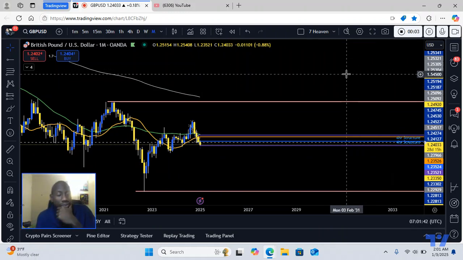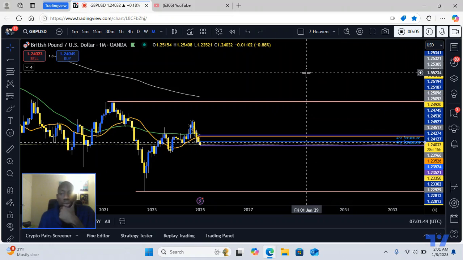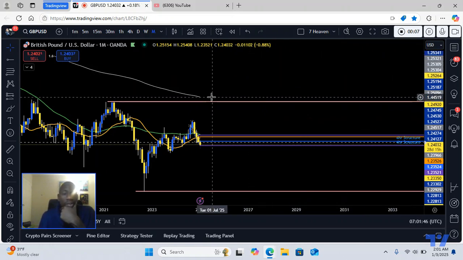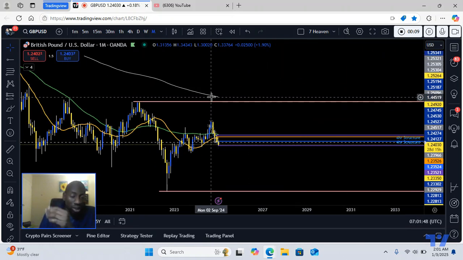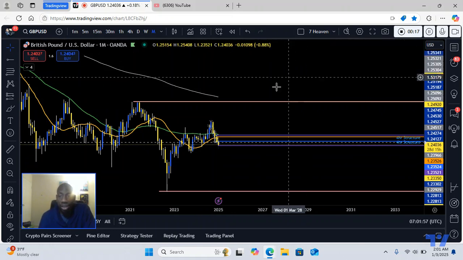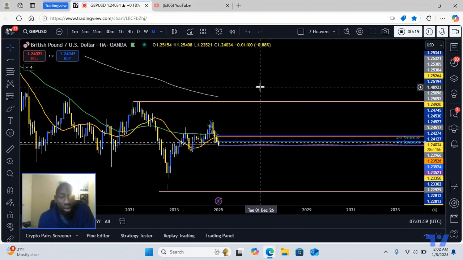All right. Really quick breakdown before I go to bed. I'll break down GBP USD using the Robin Trap strategy, right? Let's get down to business.